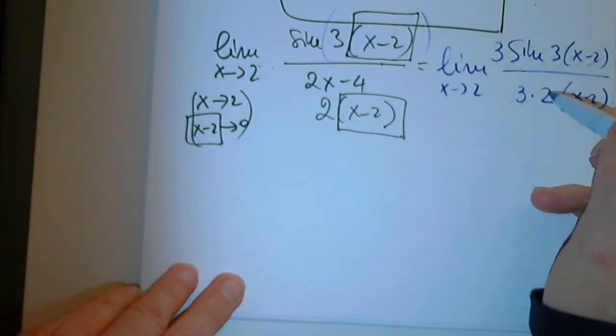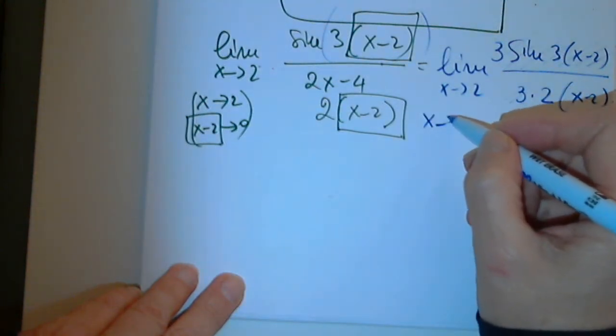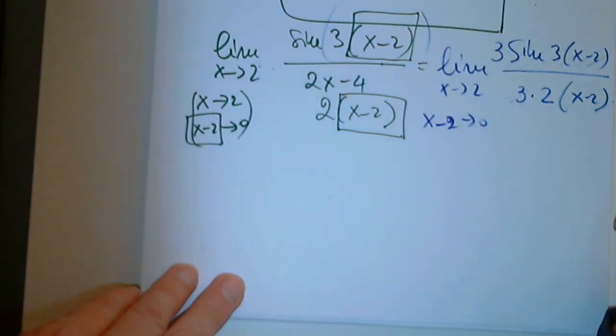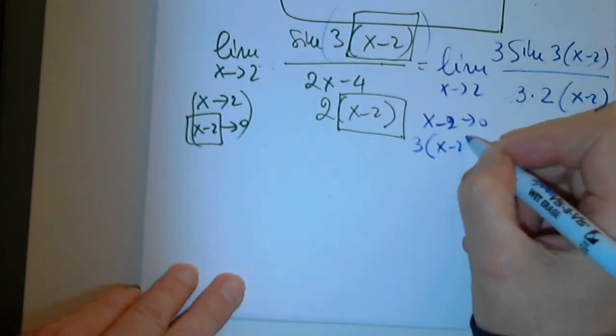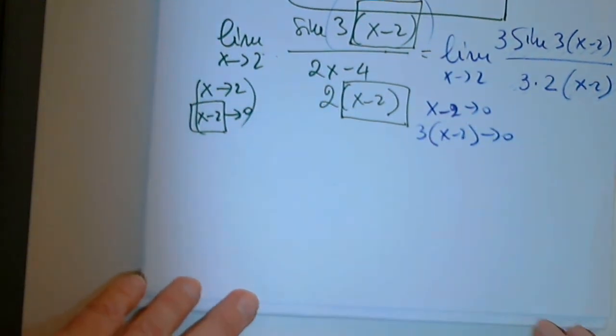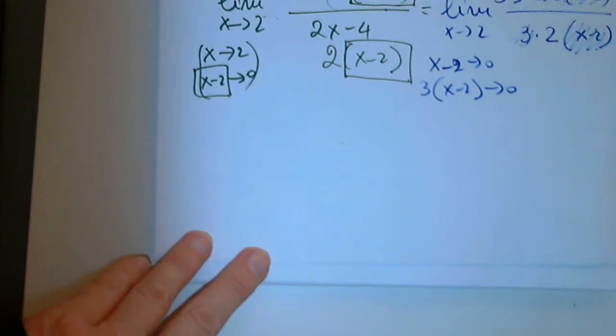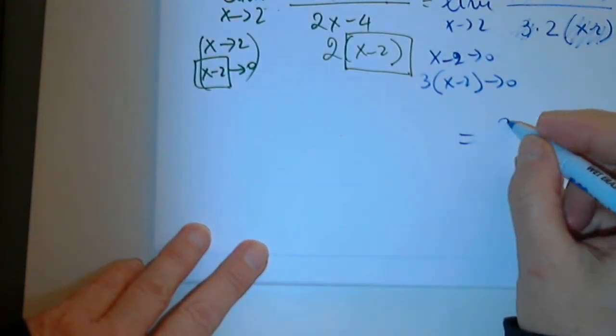Because x approaches 2, x minus 2 approaches 0, or 3 times x minus 2 approaches 0, they're all the same. But since I have inside here 3 times x minus 2, I have to have in the denominator 3 times x minus 2. And I saw in many of your solutions, I saw 3 halves.